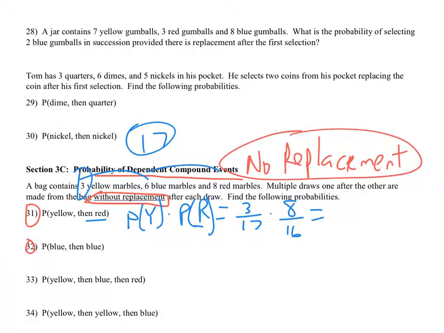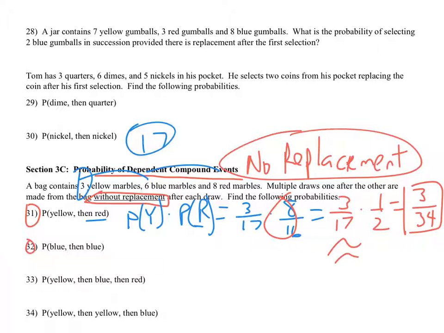Now I can do a little reducing with this particular fraction right here. So it's 3 out of 17 times, I'm going to reduce to 1/2. Now you don't have to do this at the beginning; you could multiply and reduce at the end. I just like to do it at the beginning. Now if I go ahead and multiply, I get 3 over 34. So there's my probability in fraction form of a yellow followed by a red without replacement, dependent. If I divide that, 3 divided by 34 is about 0.088, and that would be about 8.8%.